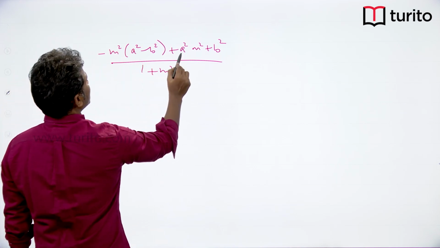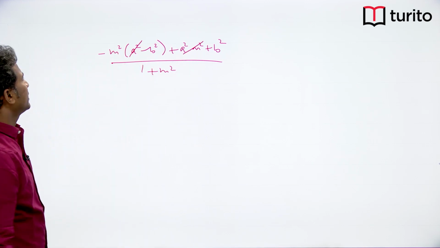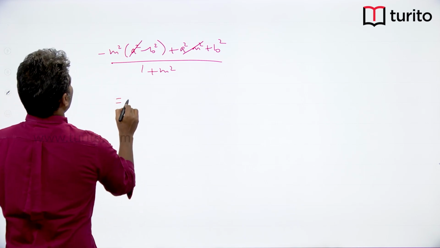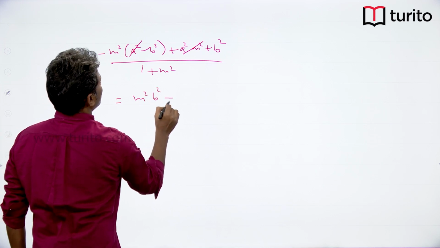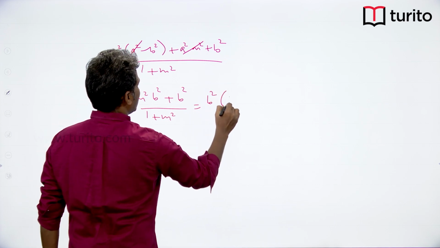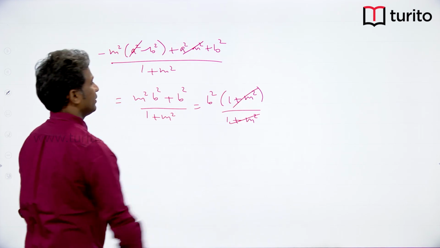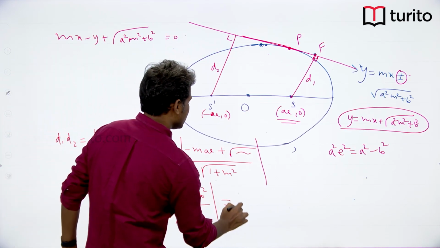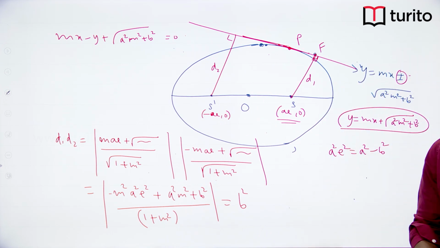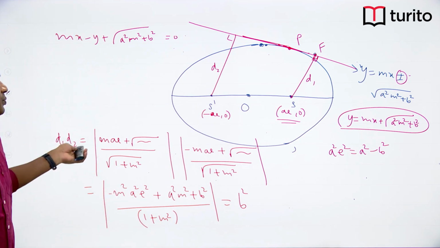So, here we can notice that a square m square is actually getting cancelled with this a square m square. Now, what is remaining is m square into b square plus b square by 1 plus m square. Now, luckily when I take b square common, 1 plus m square is basically getting cancelled. So, that way we can say that this product is basically equal to b square. So, this is again one more property which we can use while solving problems also. Okay. So, this way we can prove this property.